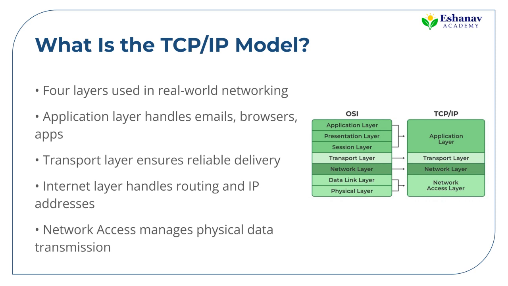You can map TCP/IP to OSI easily. Layers 5 to 7 in OSI are bundled as application in TCP/IP, and so on. While fewer in number, each TCP/IP layer plays a critical role. And knowing them helps you understand not just how the internet works, but where things can go wrong.